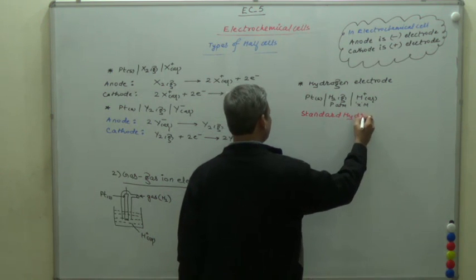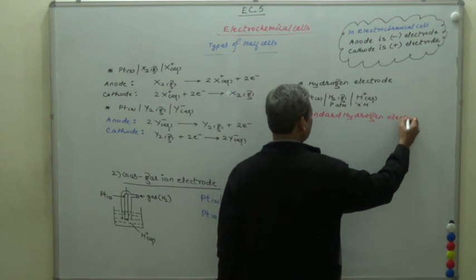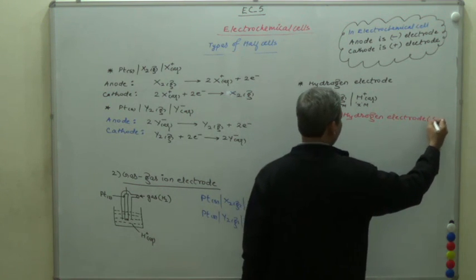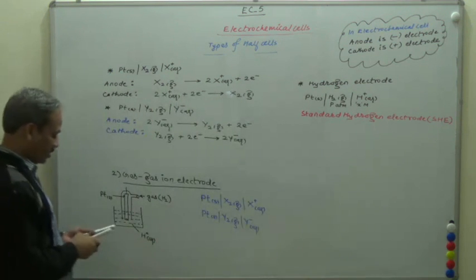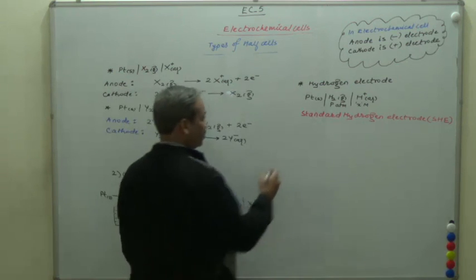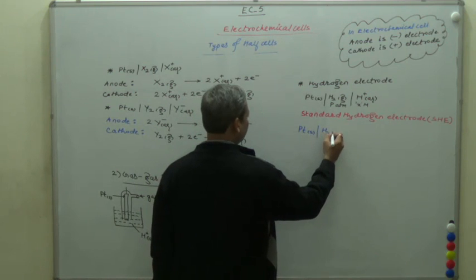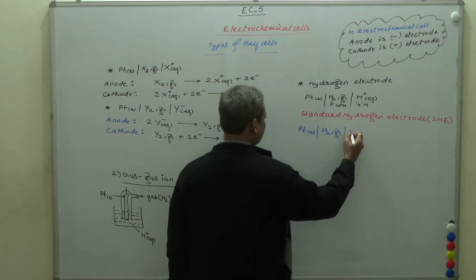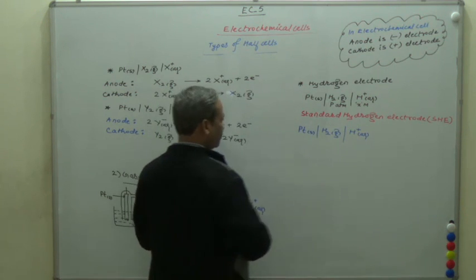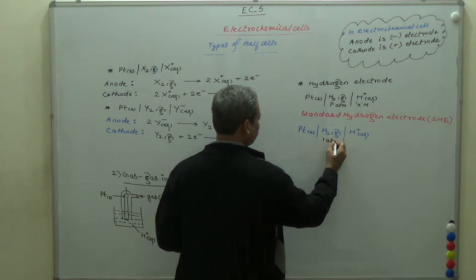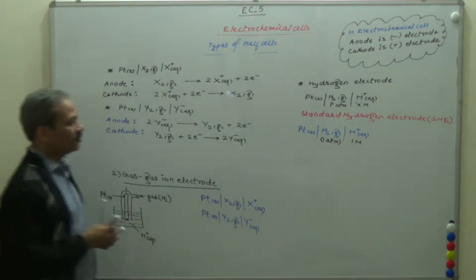In the hydrogen electrode, we also have the standard hydrogen electrode. Standard hydrogen electrode is a hydrogen electrode in which hydrogen gas is passed over platinum at 1 atmospheric pressure and dipped in a solution of H+ ion of 1 molar concentration.